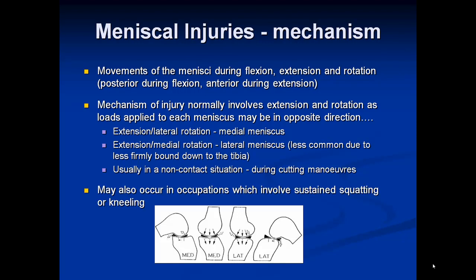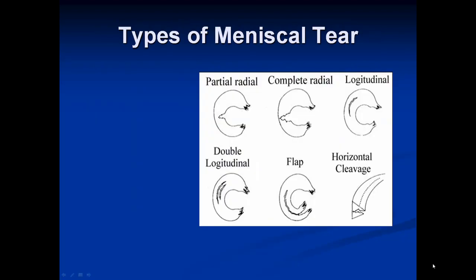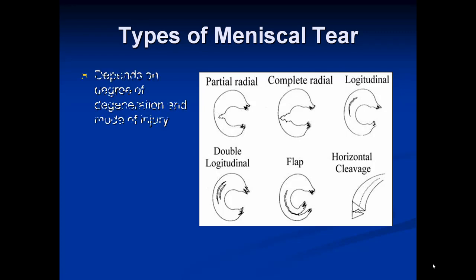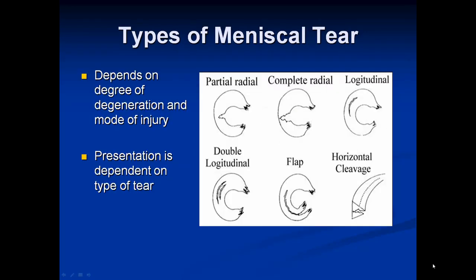Occupations that involved sustained squatting or kneeling can also compress the menisci, as shown in the diagram below. So plumbers may have meniscal injuries. What are the types of meniscal tear that may occur? The types of meniscal tear depend on the degree of degeneration and the mode of injury, and some of the examples of tears can be seen in the diagram.